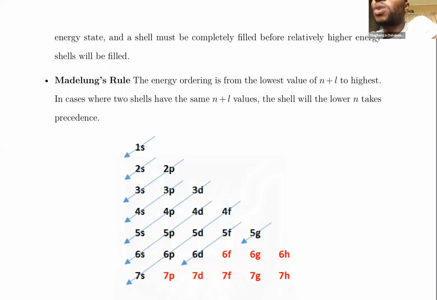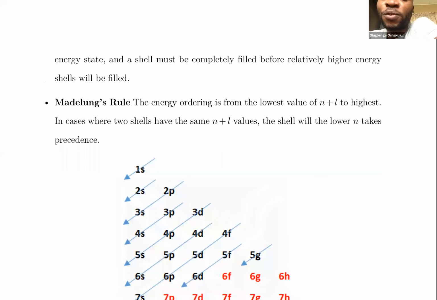Madelung's rule states that when we are filling the orbitals, we'll fill from the lowest n plus l to the highest n plus l. And when two shells have the same n plus l, we should settle the quarrel by choosing the one with the lower n. The n plus l that has the lower n will take precedence. And that is exactly what this figure shows. So is it clear?